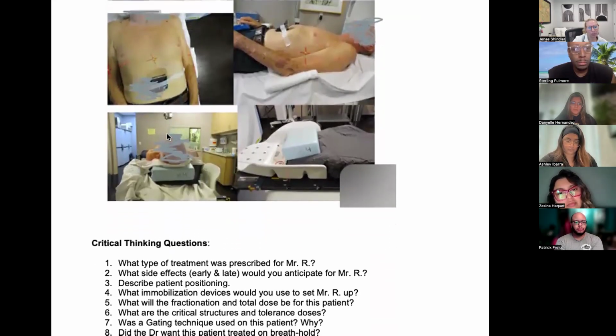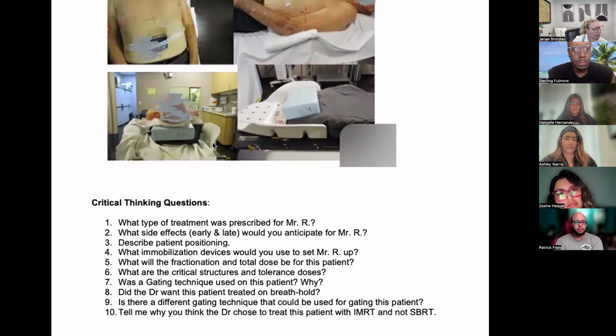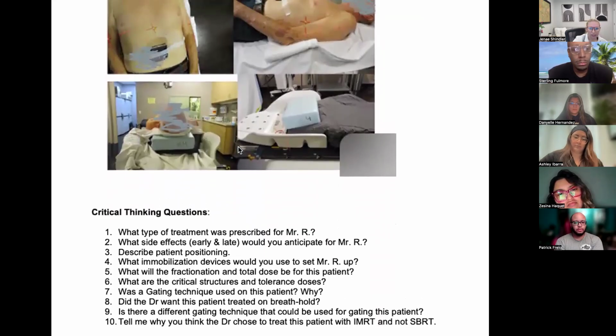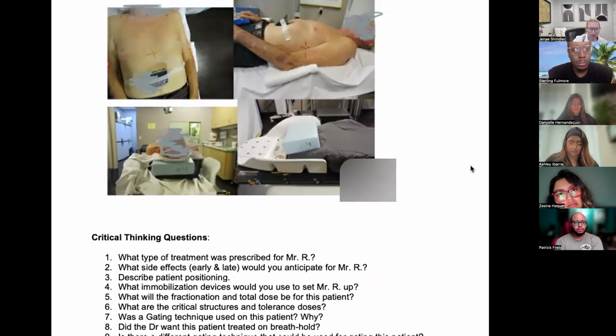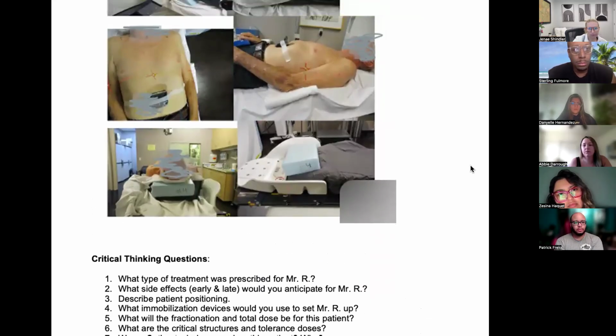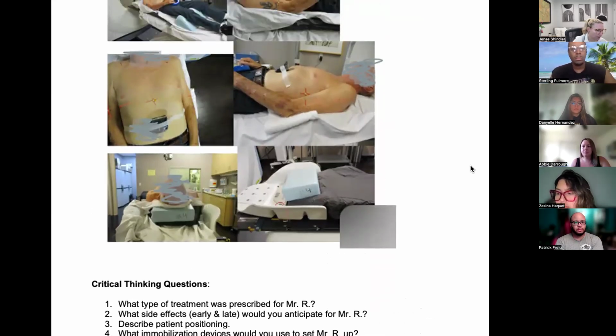Oh, this is a good one. Abby, what is the type of treatment prescribed for Mr. R? It was VMAT. Okay, good. Or IMRT. They're interchangeable. In our world as a therapist, I don't often hear VMAT. I do hear IMRT, but it is the same.